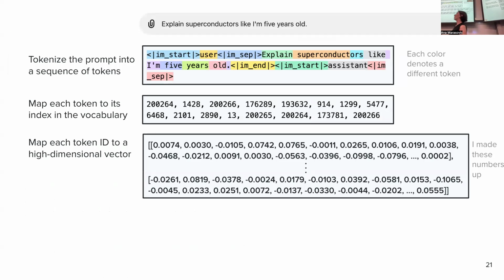Once we have our tokenization done, and we map each one of these tokens to its vocabulary ID in the vocabulary, then each one of these IDs is going to be associated with a high dimensional vector.